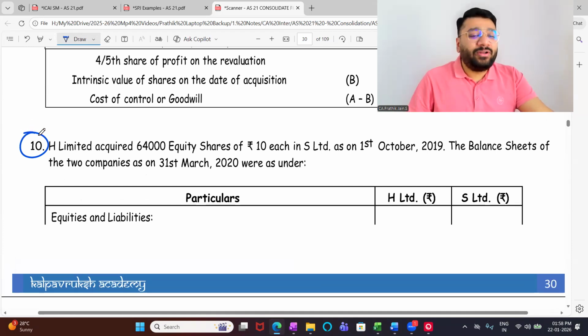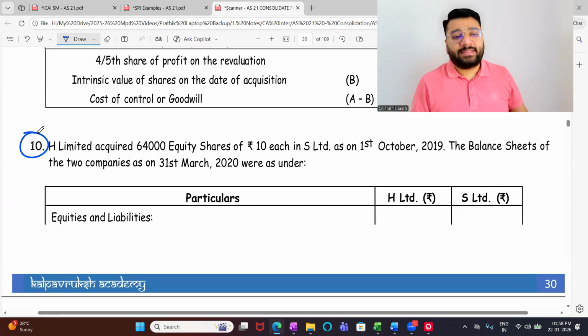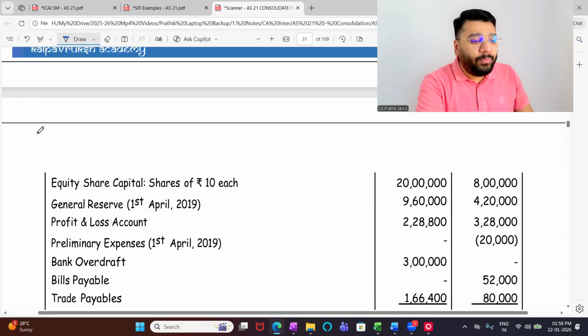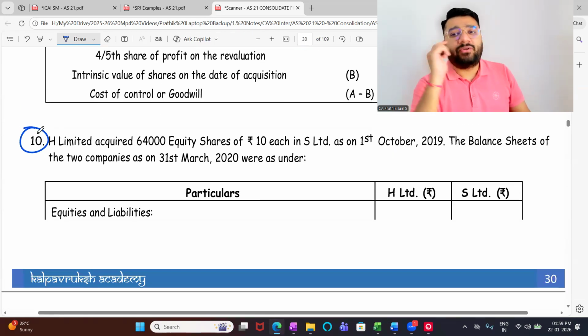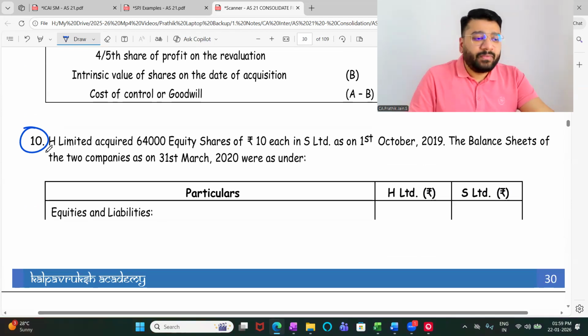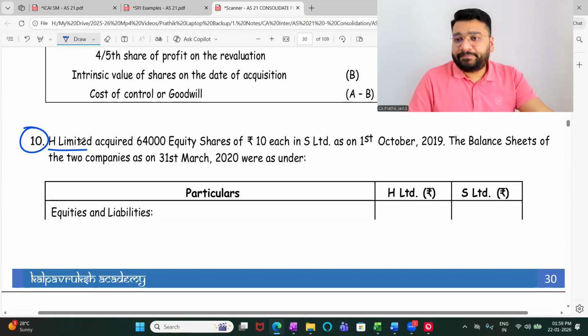Now let's go to the next question. Scanner question 10. We have a new point to learn here. Not an adjustment, one new point rather. Mark this question, very important. Heads Limited, Scanner question 10, page number 30.